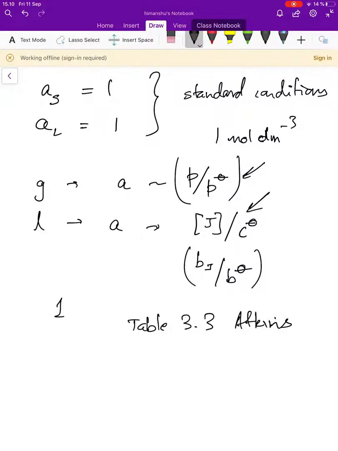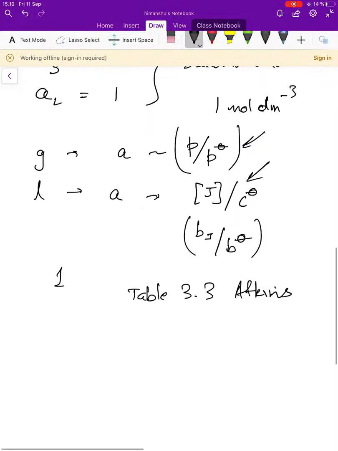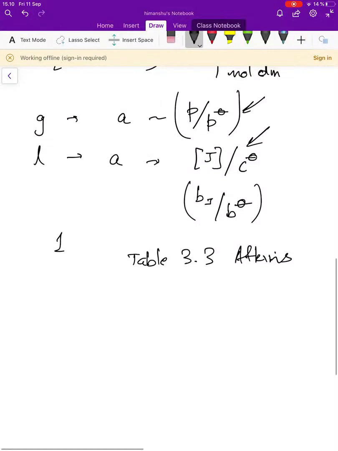In the next video, which will also be uploaded soon, we will see how we can write the reaction Gibbs free energy in terms of the activities of the individual components of the reactants and products in a reaction.